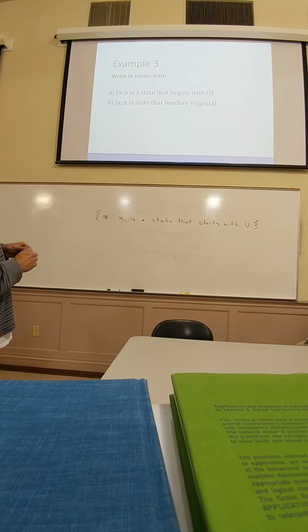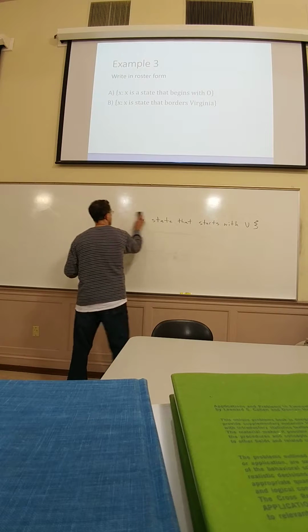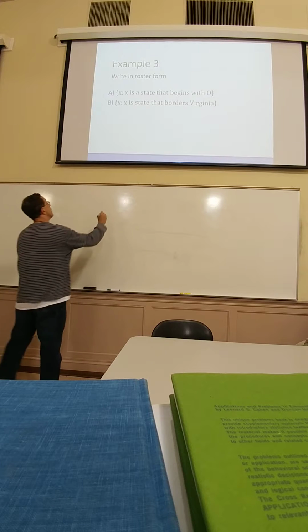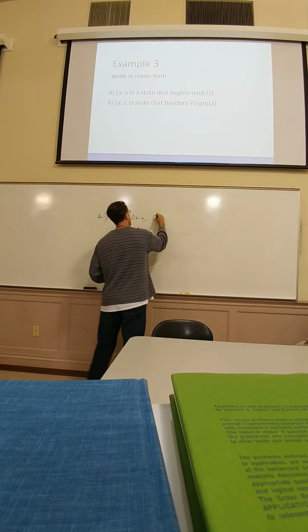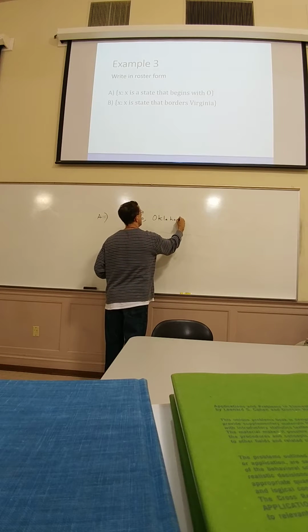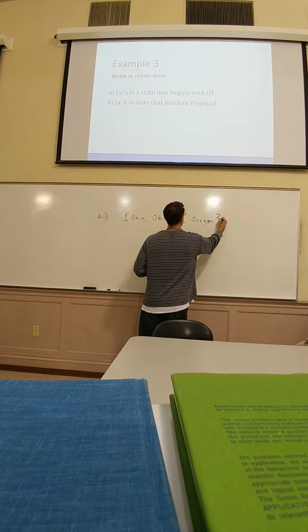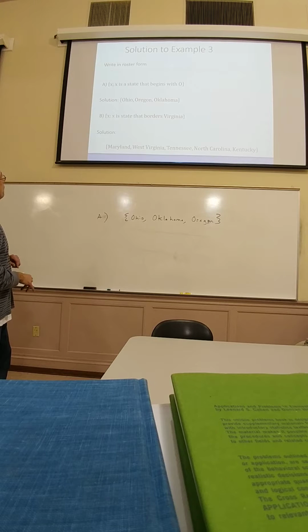This is going the other way. So let's, well, how would you write the set in roster form? Well, part A, states that begin with the letter O. There's 3 of them, and you would write Ohio, Oklahoma, and Oregon. Forgive me, I'm a terrible speller, but so far I think I've caught every error, if there has been one.